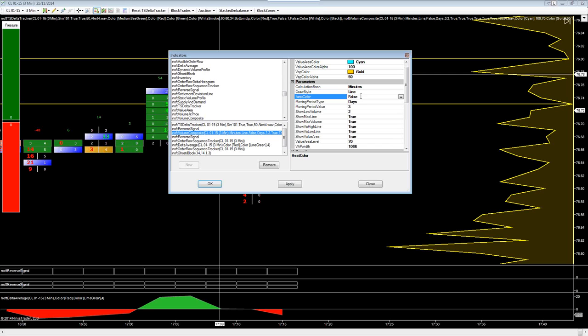I can have a heat color if I want. I can have it set to days, hours, minutes, seconds. I can adjust those periods. I've got it set to a 3-day profile in this chart. I can show low volume. So I can show, let's say I want this, it will show two low areas of volume. And I can adjust that to 10, and it will show 10 low areas of volume.